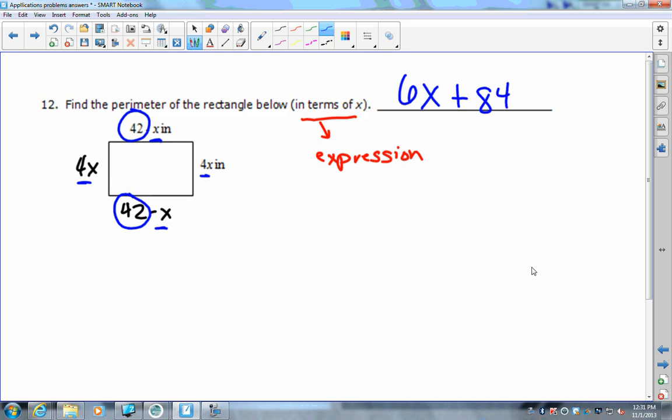Look, this is my answer because it says in terms of x. You're going to have to read the problems and make sure you know the difference. It's not telling you to solve it for a certain number, because it's not telling you what the perimeter actually is. Now, on the next problem, watch though.